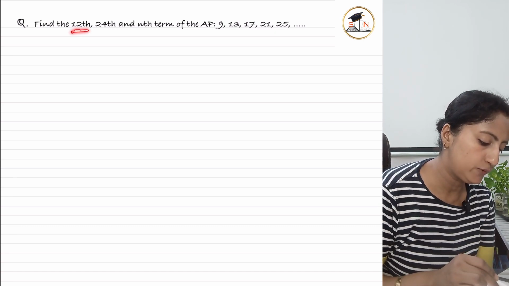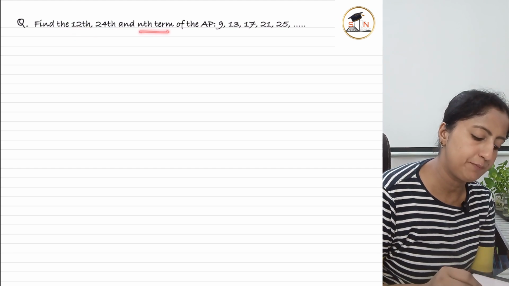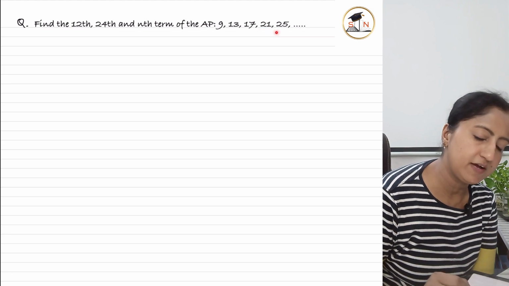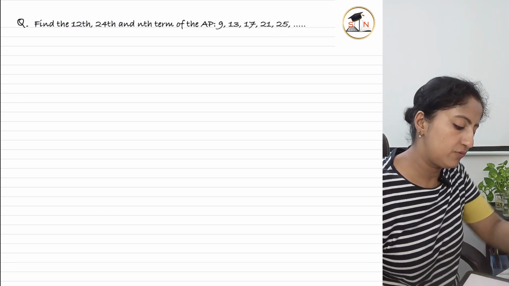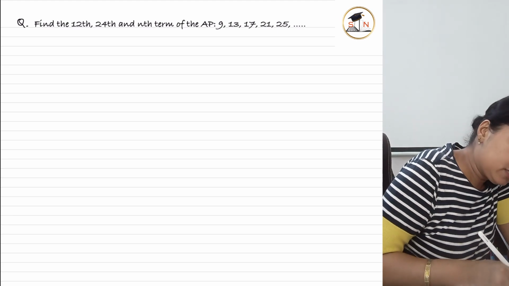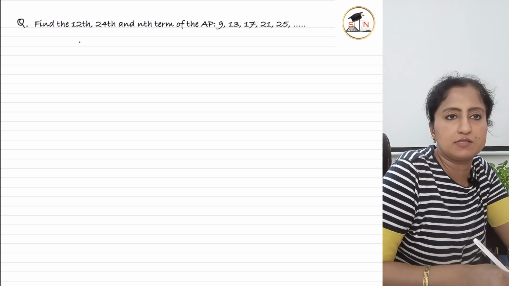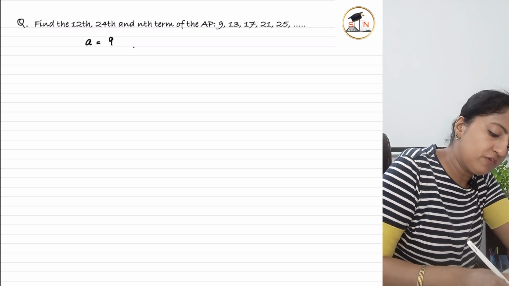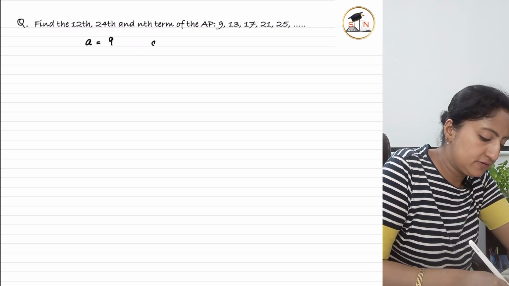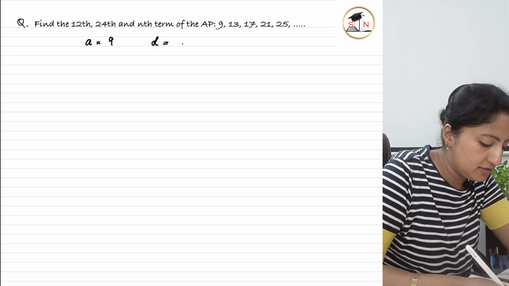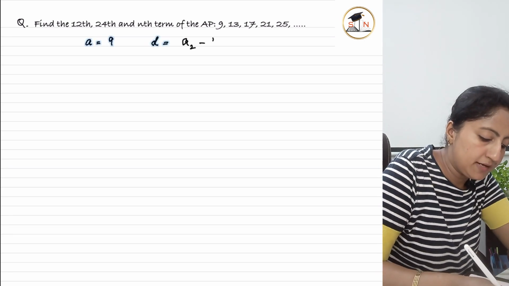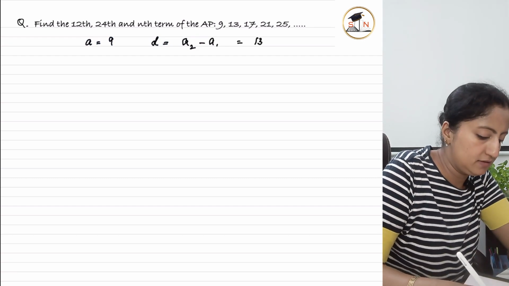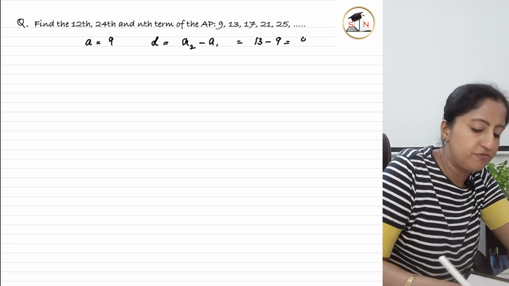Find the 12th, 24th, and nth term of an AP, which is 9, 13, 17, 21, 25, and so on. How are we going to do it? First, we will write the information that is given to us. We have a as 9. Now we will calculate d. We are always going to write d as the second term minus the first term, which comes out to be 13 minus 9, equals 4.